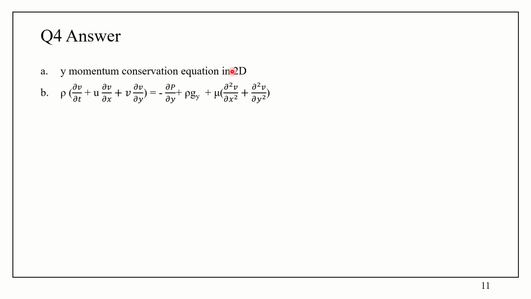Because of the viscous stresses, diffusion effects occur. That is momentum diffusion, momentum transfer due to diffusion. So it is mu into (∂²v/∂x² plus ∂²v/∂y²). Option A is the right answer.